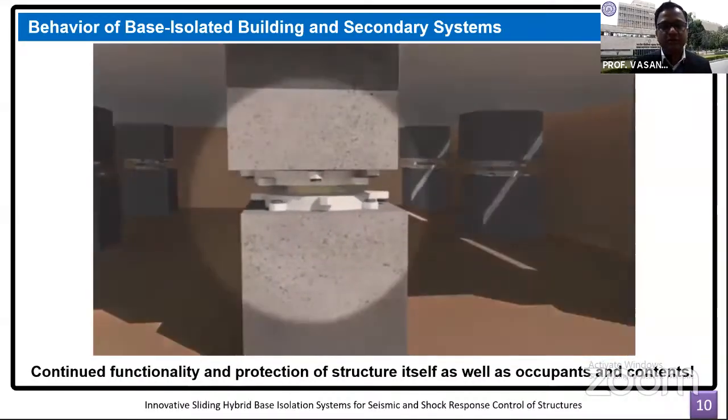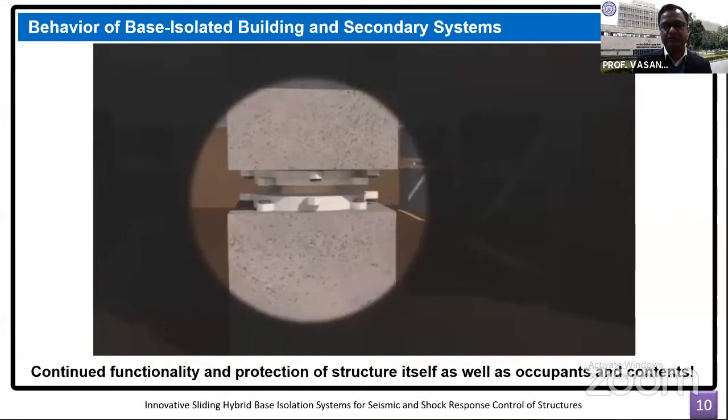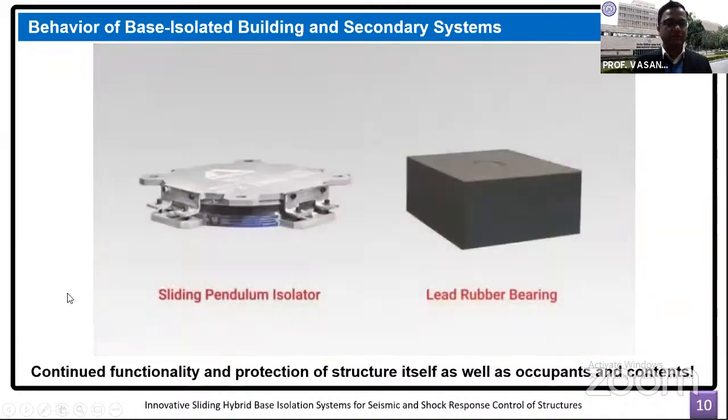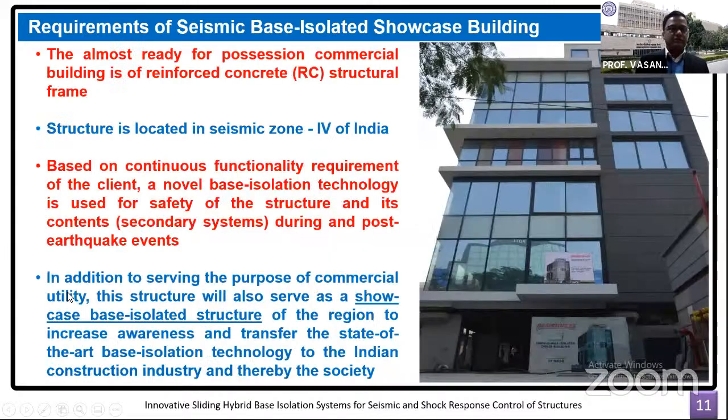So these are the double concave or double curvature friction pendulum systems that I will now be talking about, which have been used in this particular project. This project consisted of a reinforced concrete structural frame. Again, I would still say it is a conventional one. The building site is located in Noida. It is in seismic zone 4 of India.